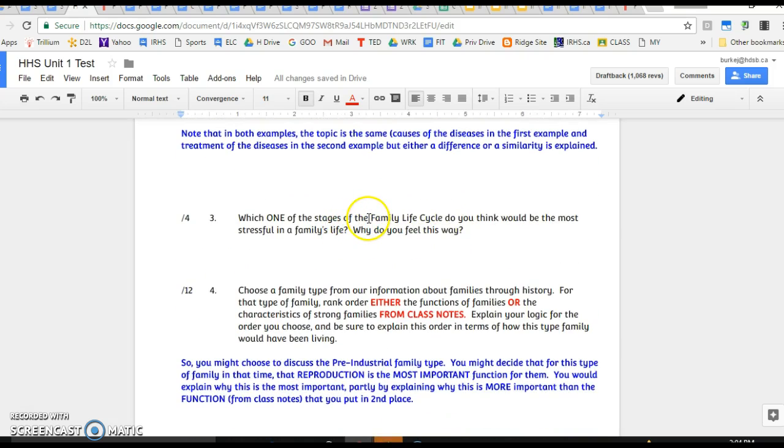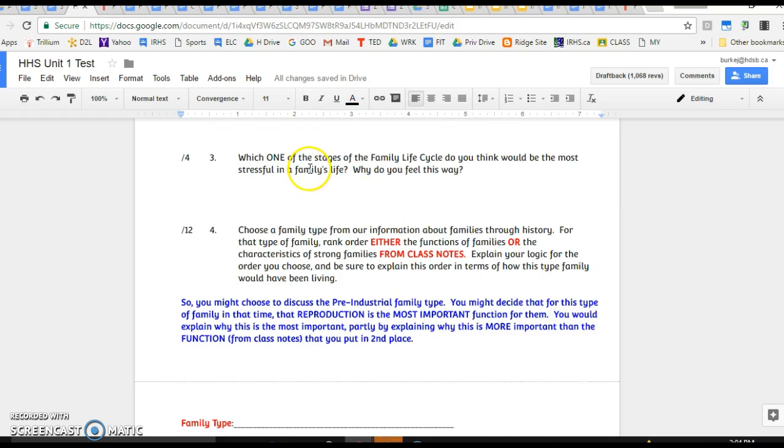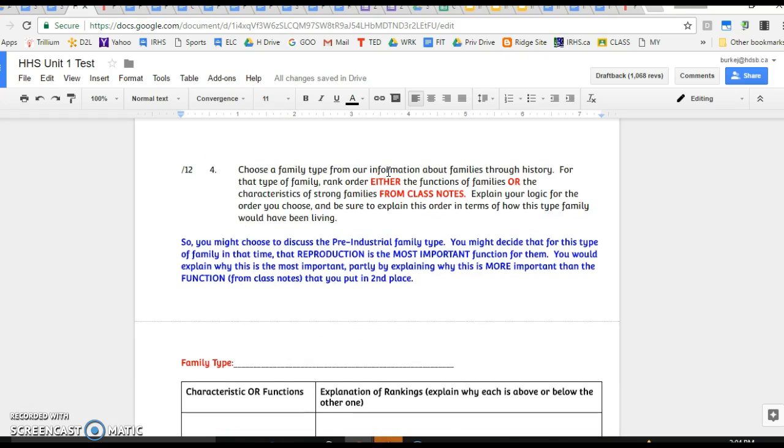You have a note that I think I just outright gave you called the family life cycle. Which one of those stages do you think would be the most challenging or stressful to live through, and why do you feel this way?